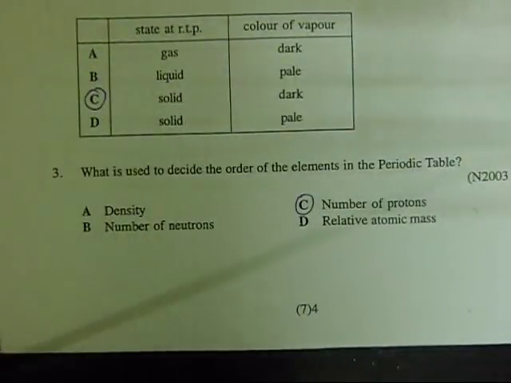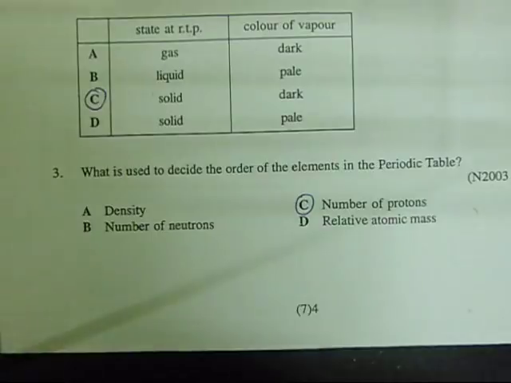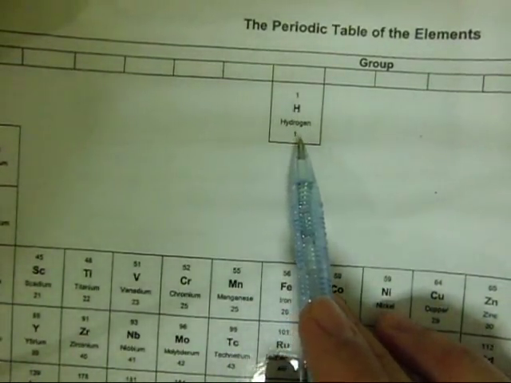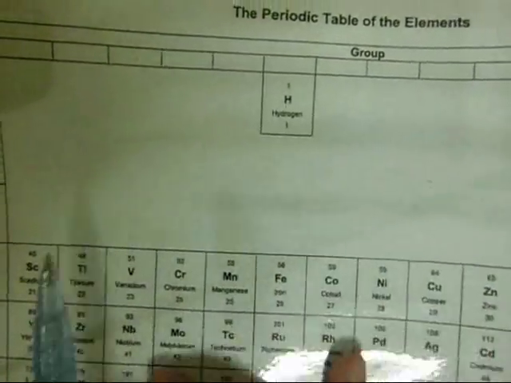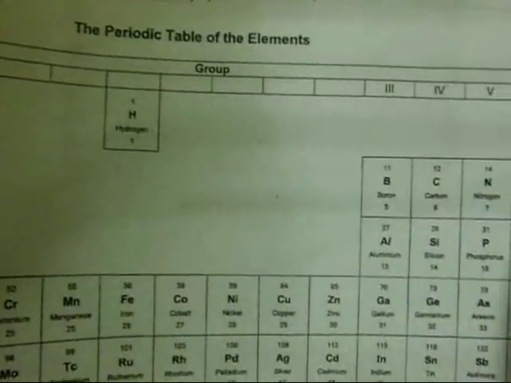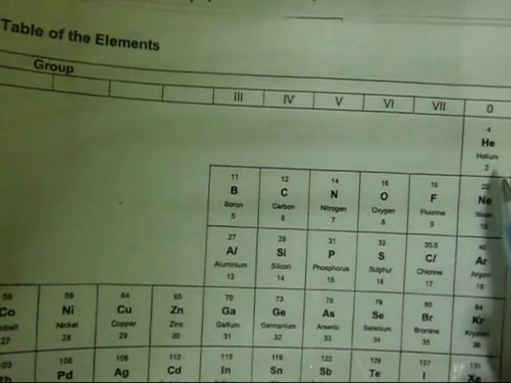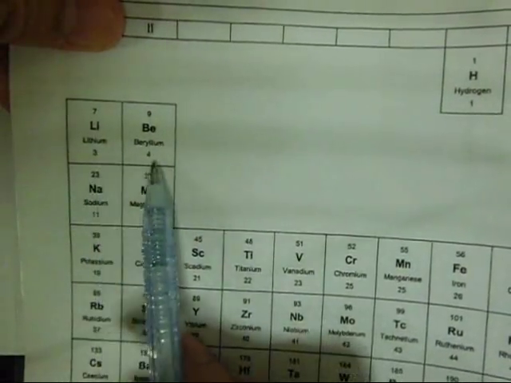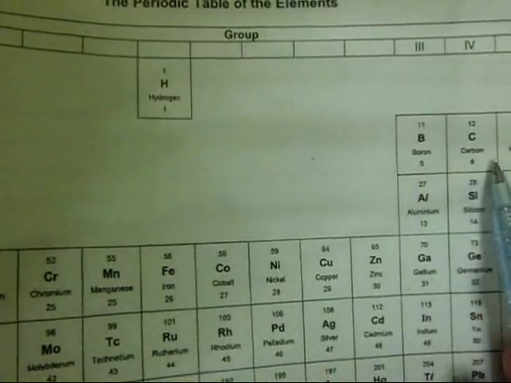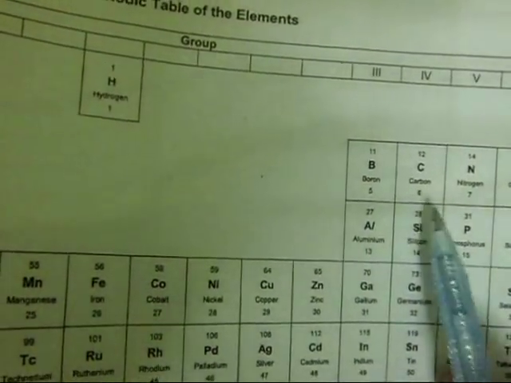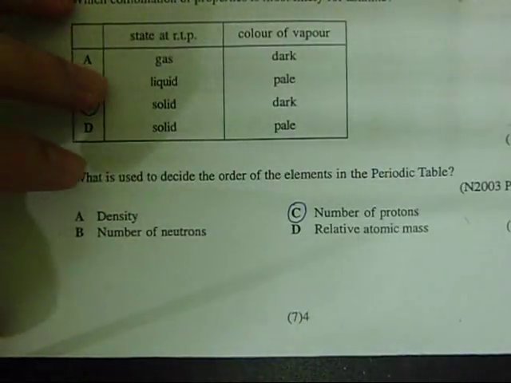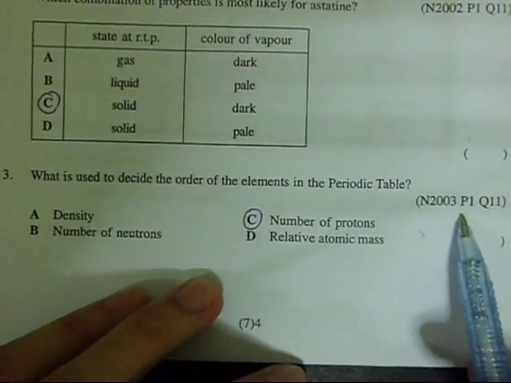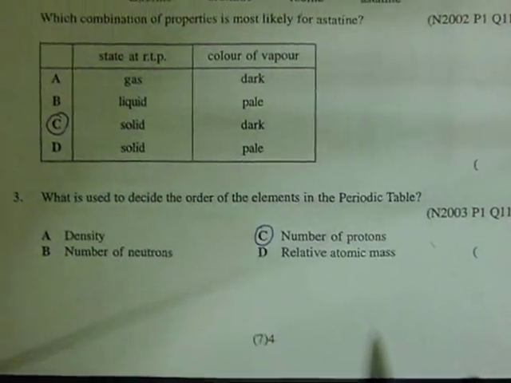Actually, you can just confirm it by looking at the periodic table. You can see they are all arranged according to the number below. 1 for hydrogen, and then after that you can go across. The next element would be helium 2. Then after that you have lithium 3, beryllium 4, boron 5, 6, 7, 8, 9, 10. So this number is actually the number of protons, or the atomic number. Now this question is from November 2003, paper 1, question 11.